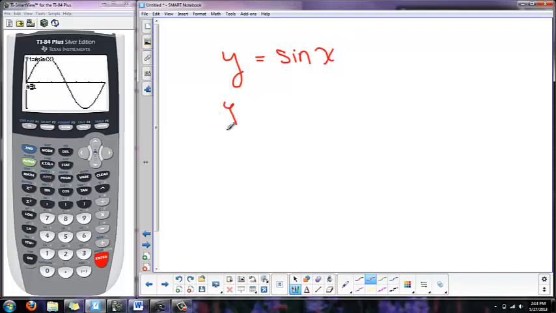Y is equal to sine of x. Y is equal to sine of 2x. So this time we're kind of exploring what happens with that number that's right next to the x. Y is equal to sine of 0.5x.